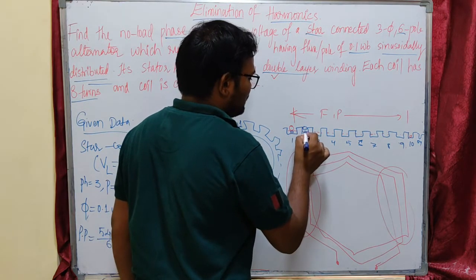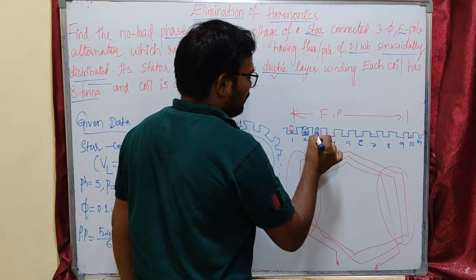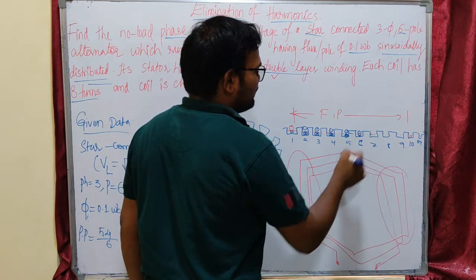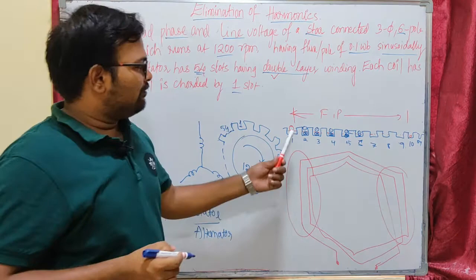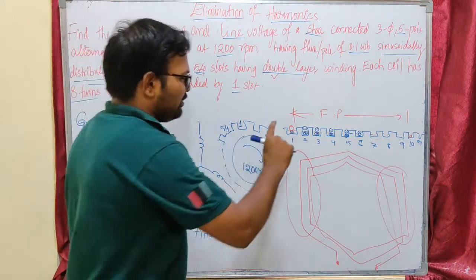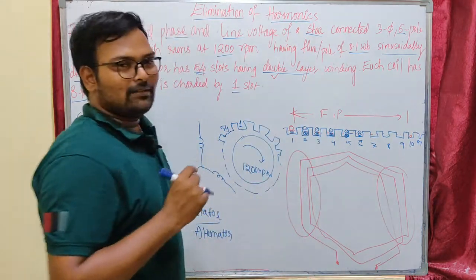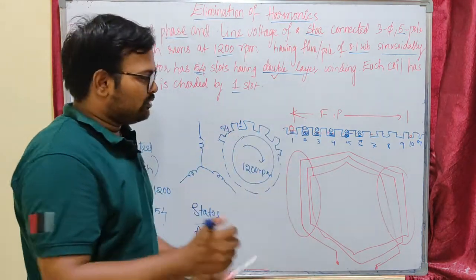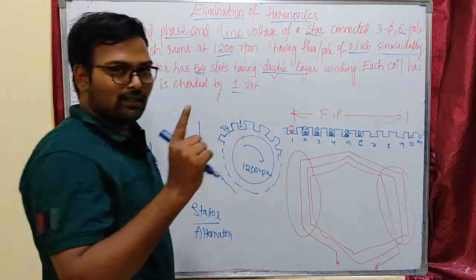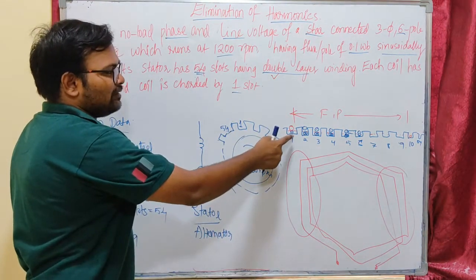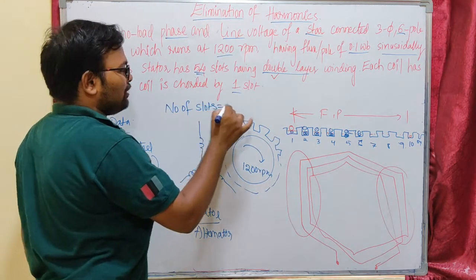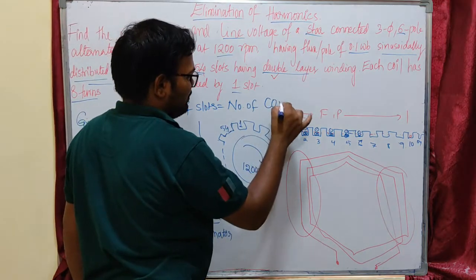This is nothing but double layer winding, and each and every slot will be filled with two coil sides. If the upper one is coming out of the plane, the lower will be going into the plane. This process will continue and each and every slot will be filled. That means each and every slot is filled with two coil sides, and two coil sides will contribute one coil. So two coil sides are placed in one slot, that means one coil is placed in one slot. That means the number of slots is equal to the number of coils in double layer winding.